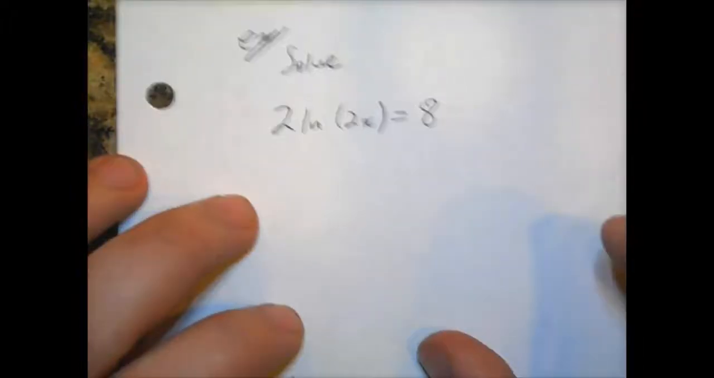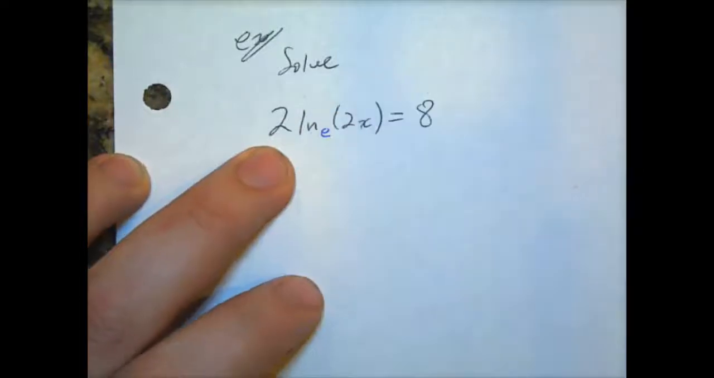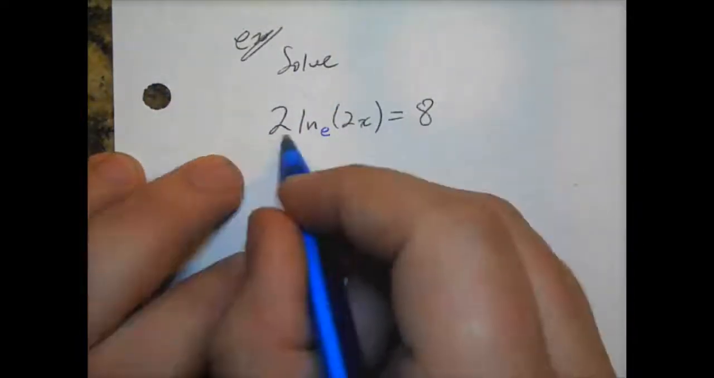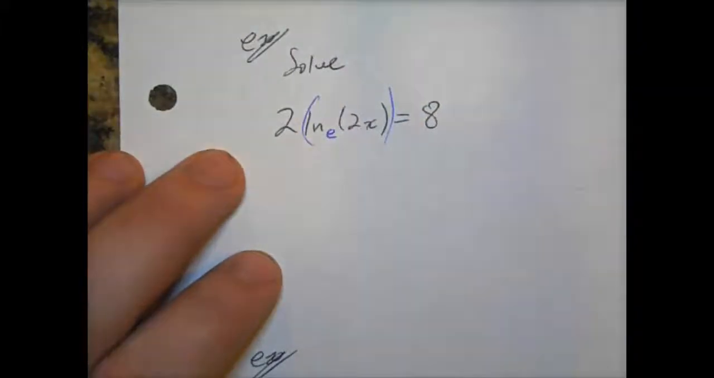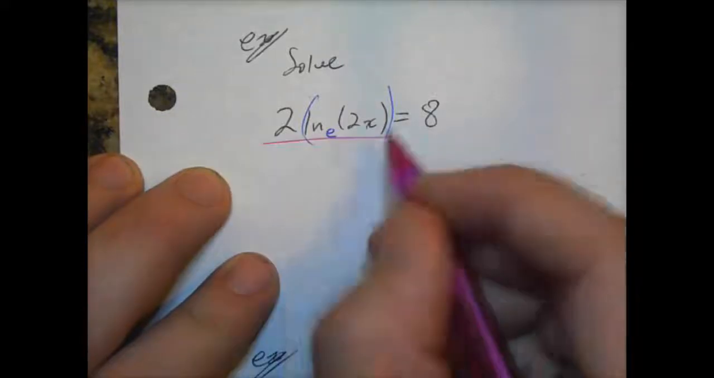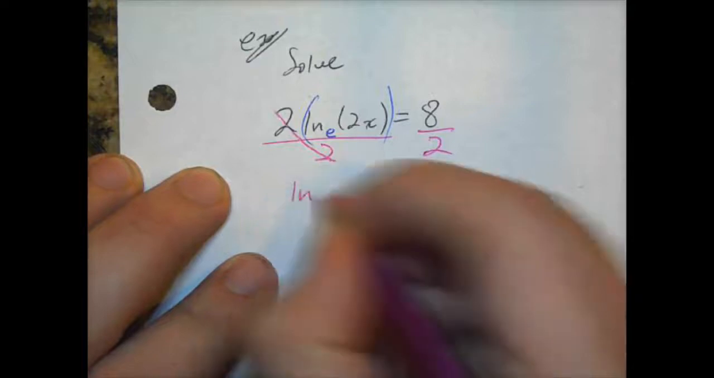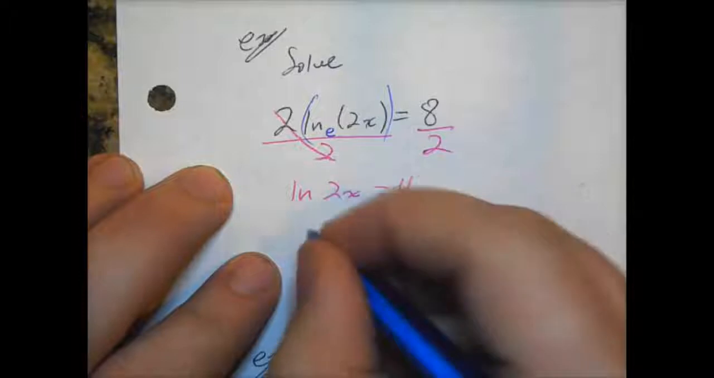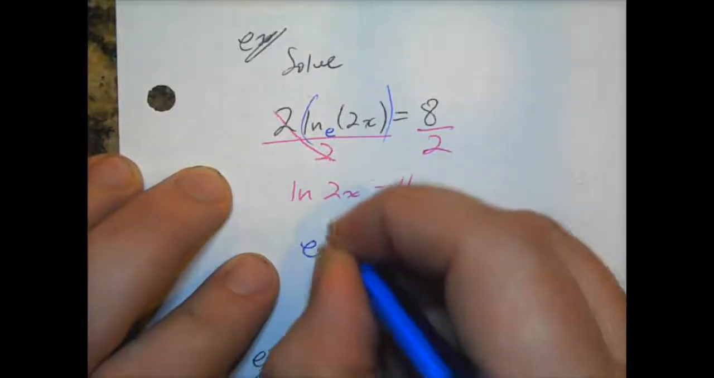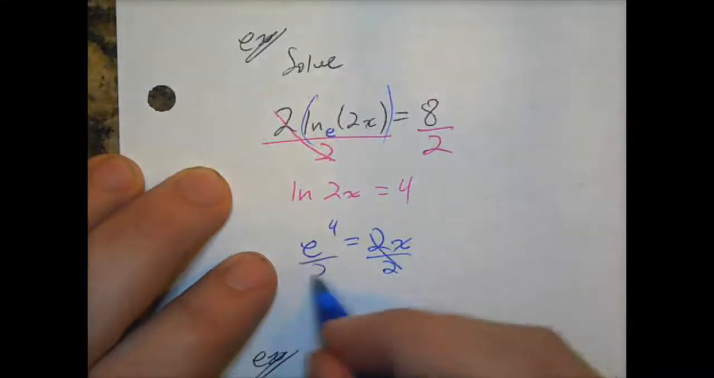3 more. All right, here, again, base of the natural log, if you do not see it, is e. I want it to be in natural log form. I want the log to be by itself. This 2 is what is stopping us. So if I divide by 2 first, on both sides, I have ln of 2x equals 4. And then what I can do is rewrite this in exponential form. So I have e to the 4th equals 2x. So now it's just a matter of dividing by 2 to get the x by itself.